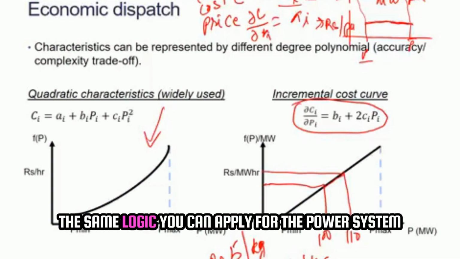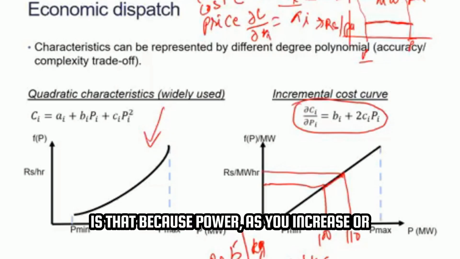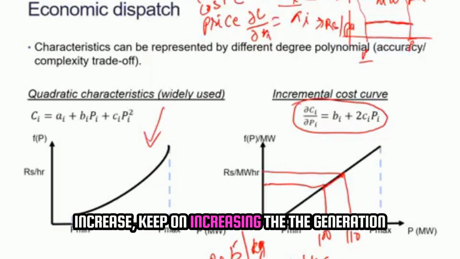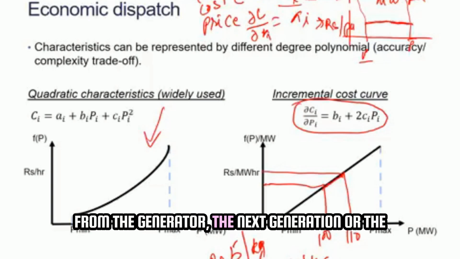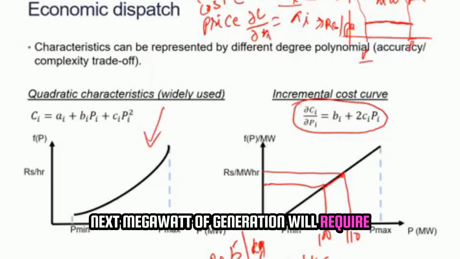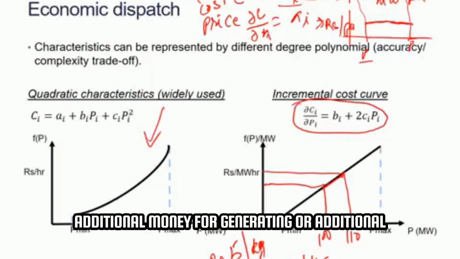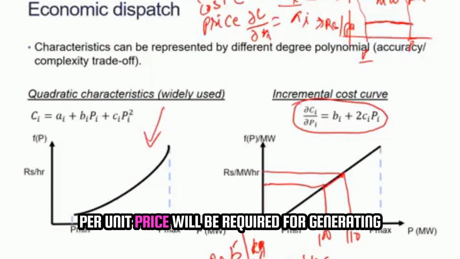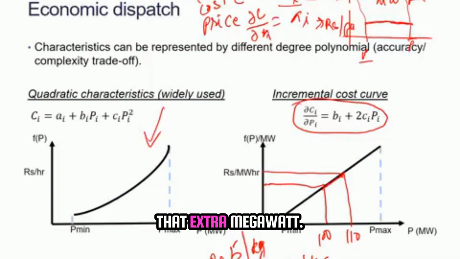The same logic you can apply for the power system, because as you keep on increasing the generation from the generator, the next megawatt of generation will require additional money for generating, or an additional per unit price will be required for generating that extra megawatt.